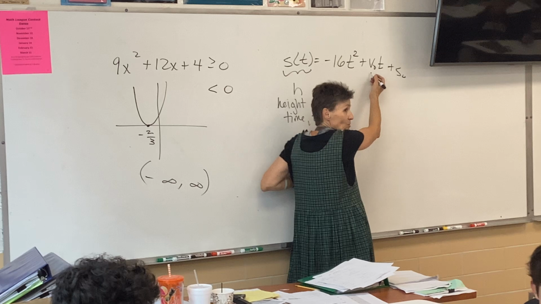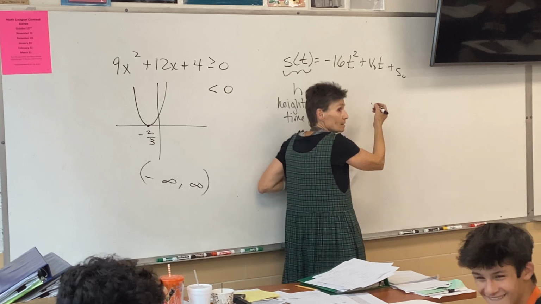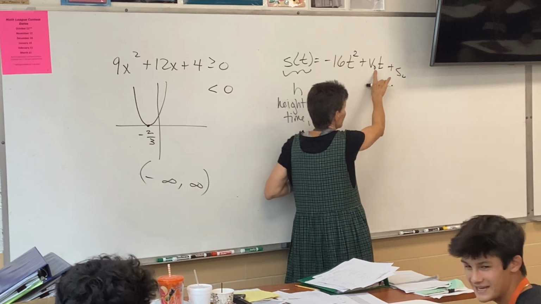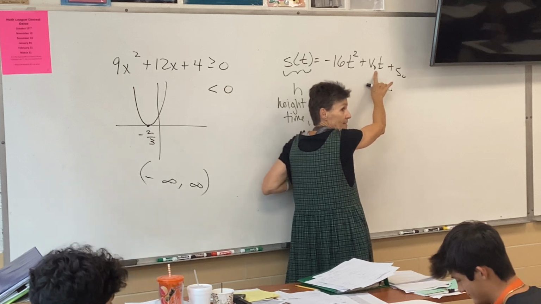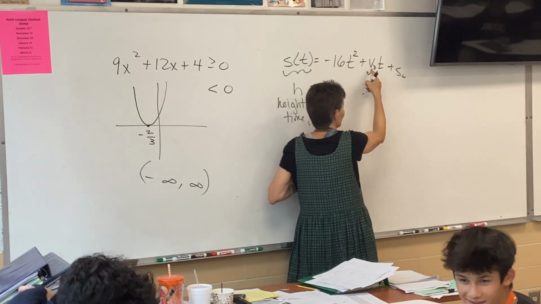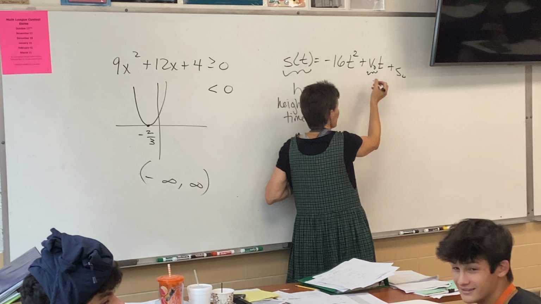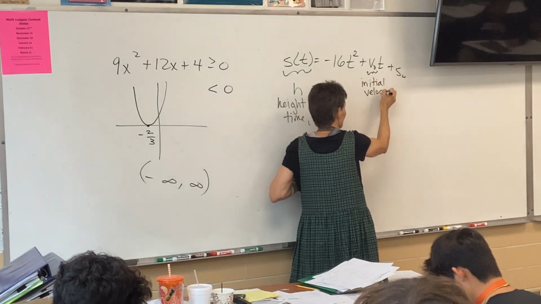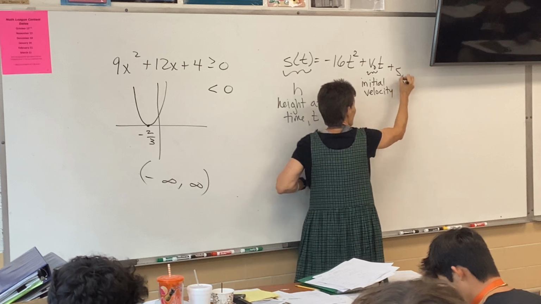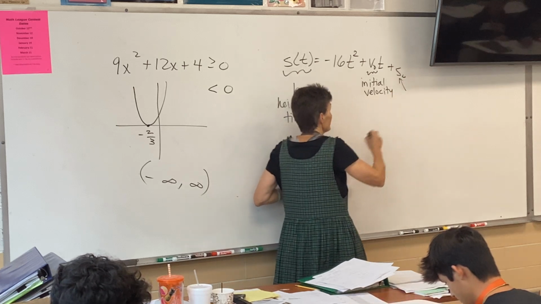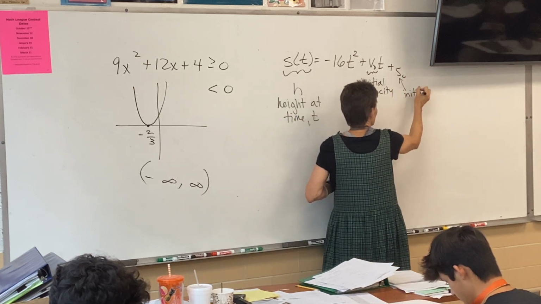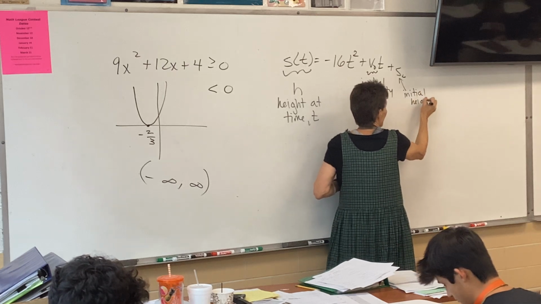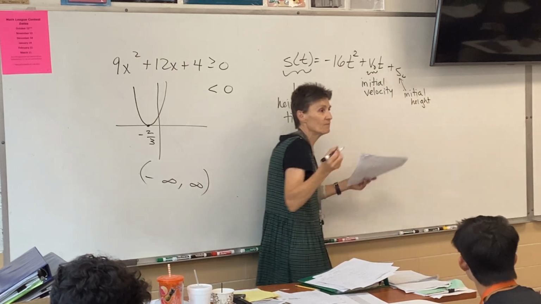What does this mean? Not just any velocity, but the initial velocity. This is called v sub naught, my initial velocity. And then s sub naught is my initial height, my initial number of feet.